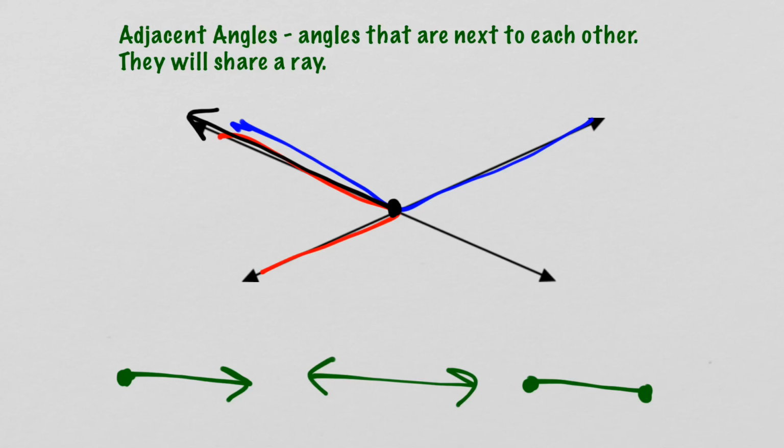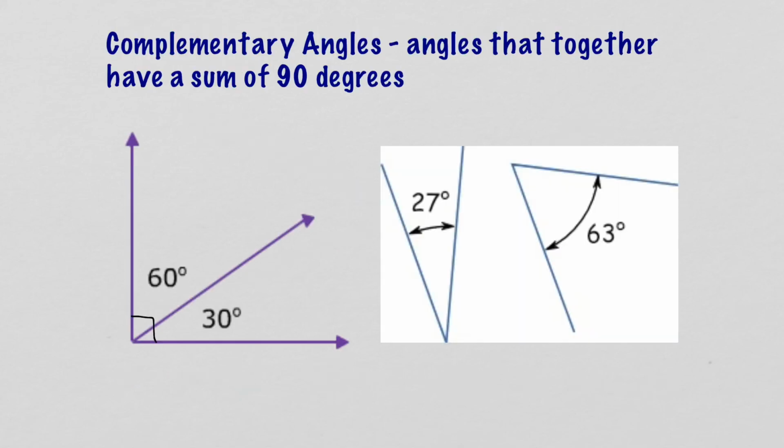All right, let's take this to the next one, and we're going to talk about complementary angles. Now, complementary angles, you can see here in the definition, are angles that together have a sum of 90 degrees. So I gave you two different sets of complementary angles here. Here on the left, you can see we have 60 degrees and 30 degrees, and obviously 60 and 30 make 90.